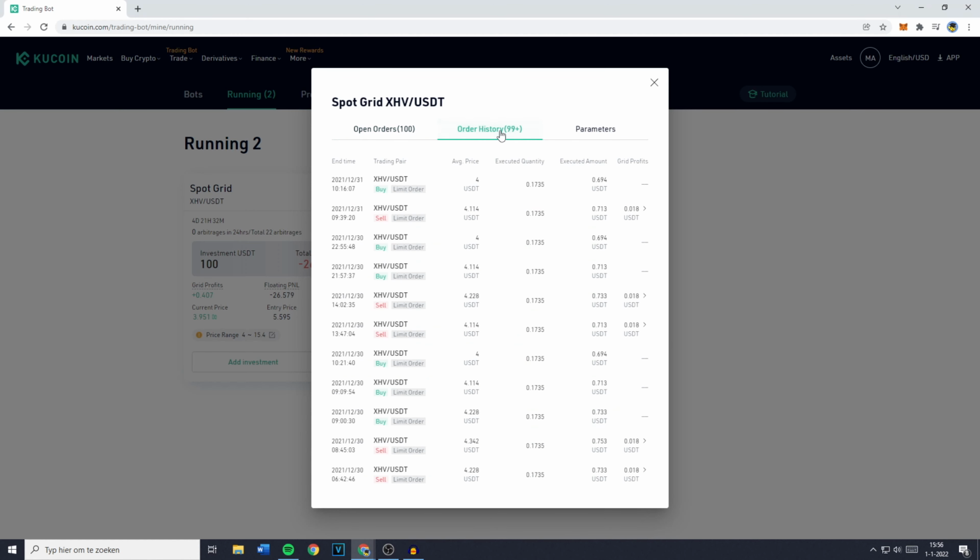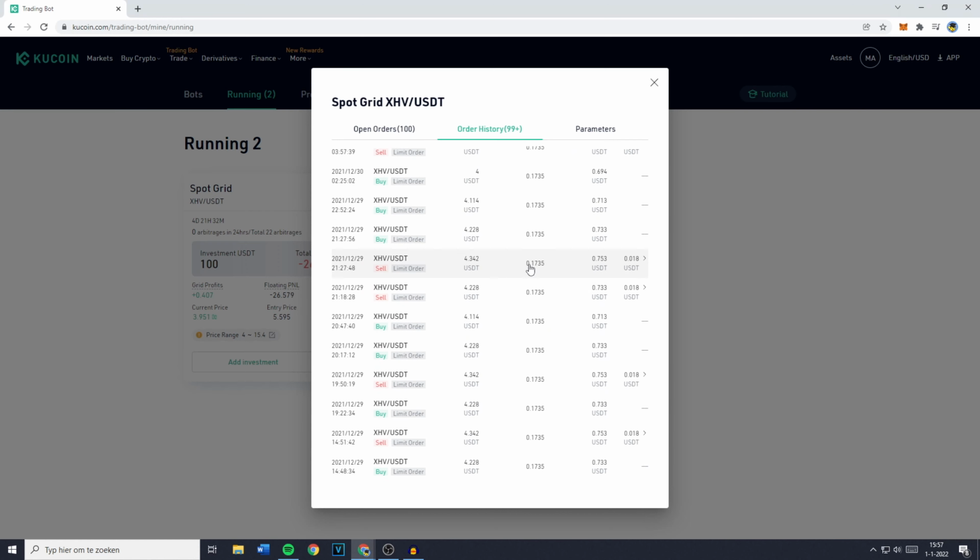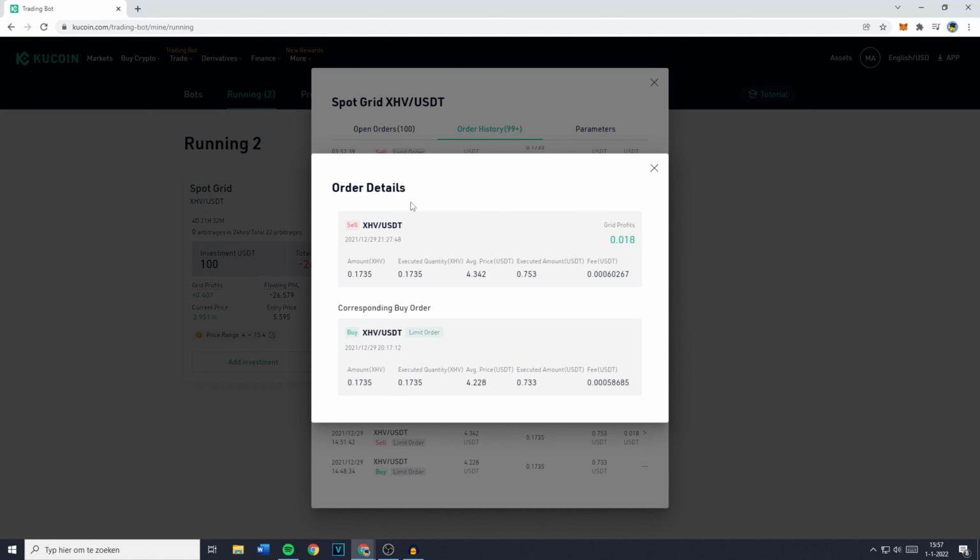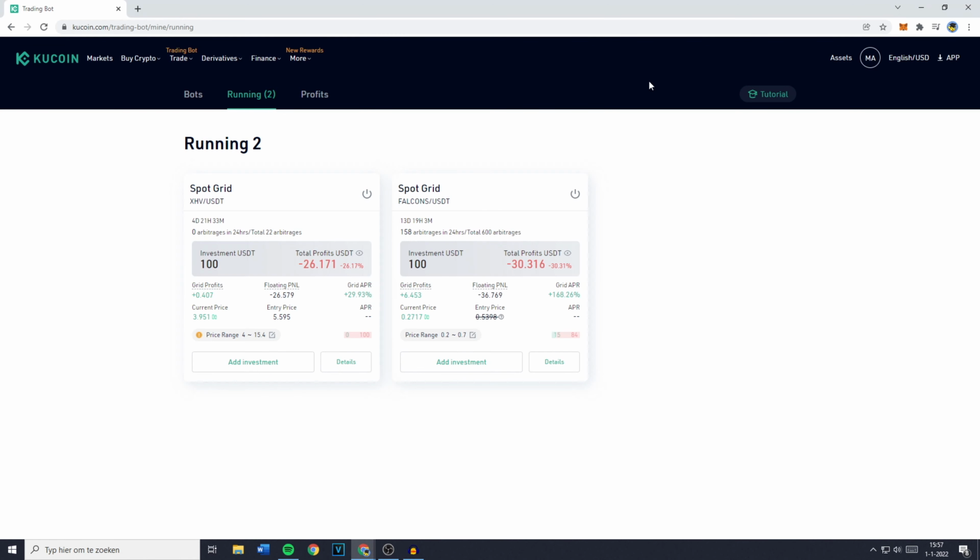You can also see the order history, where you can see that when your bot sells, you will make grid profits. For this bot, the grid profits are 0.018 USDT. And when you click on the sell order, you'll see the order details, and you can also see the corresponding buy order, which I think is pretty interesting. However, you came to the video to know whether or not the KuCoin trading bot is worth it.